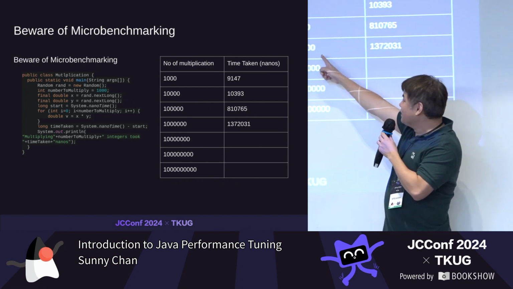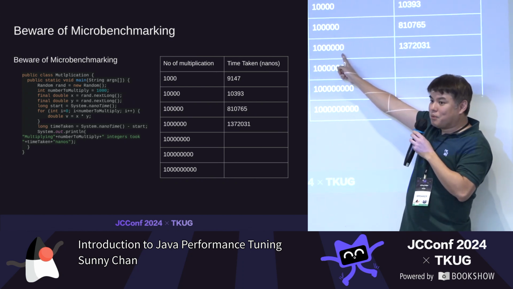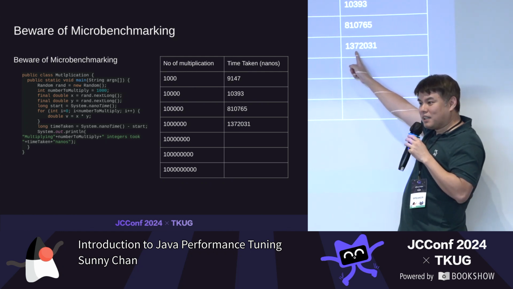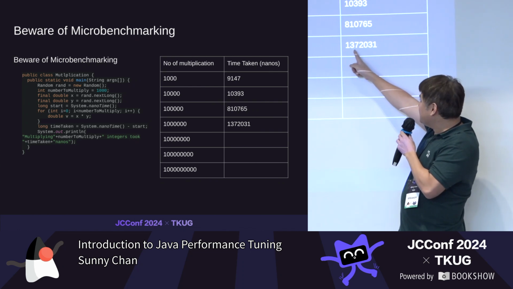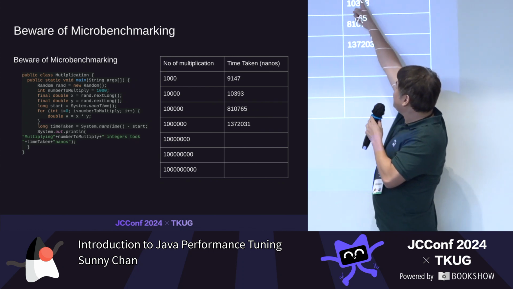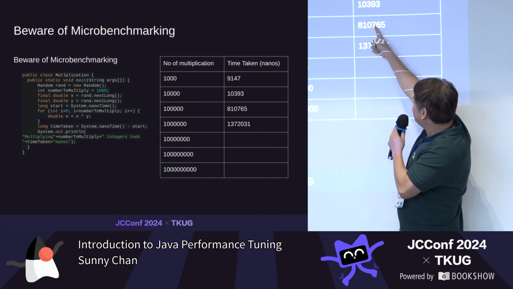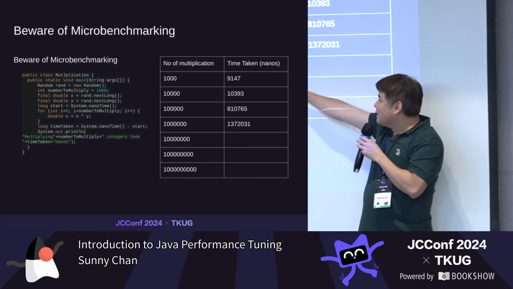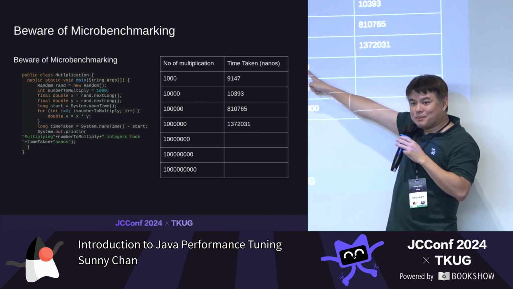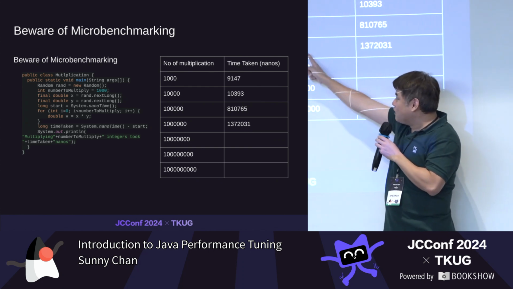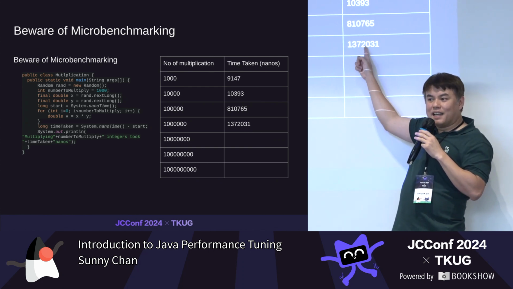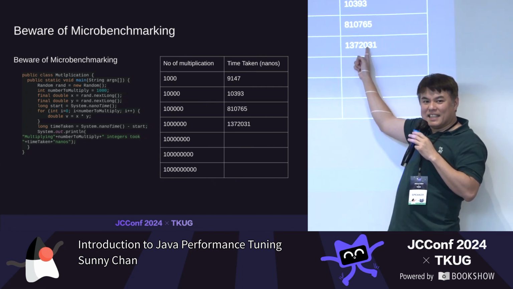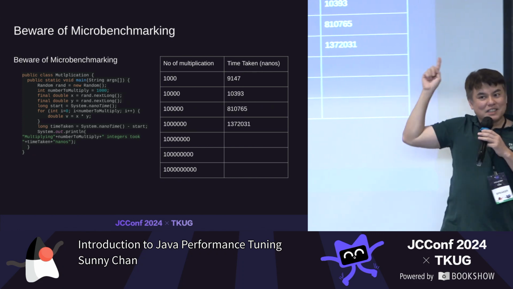So let's try some more. Another 10 times more numbers, and that's not quite 10 times, right? That's only about 2.5 times. It's 137,000. This is about 10 times, this is 8 times, this is 2.5 times. What's going on here? What do you think if I multiply another 10 times more? What do you think this time would be? Would anybody guess? What do you expect? Don't know, right? Let's try it.